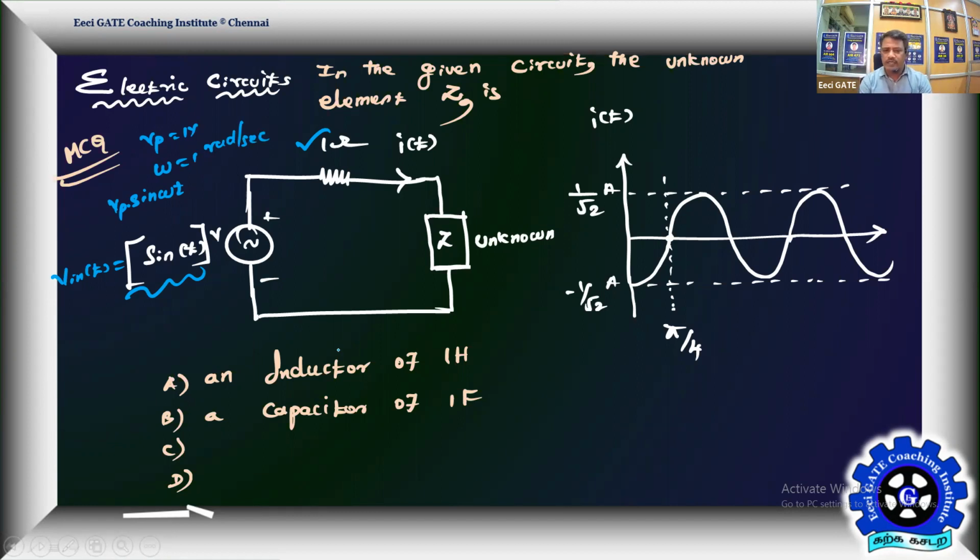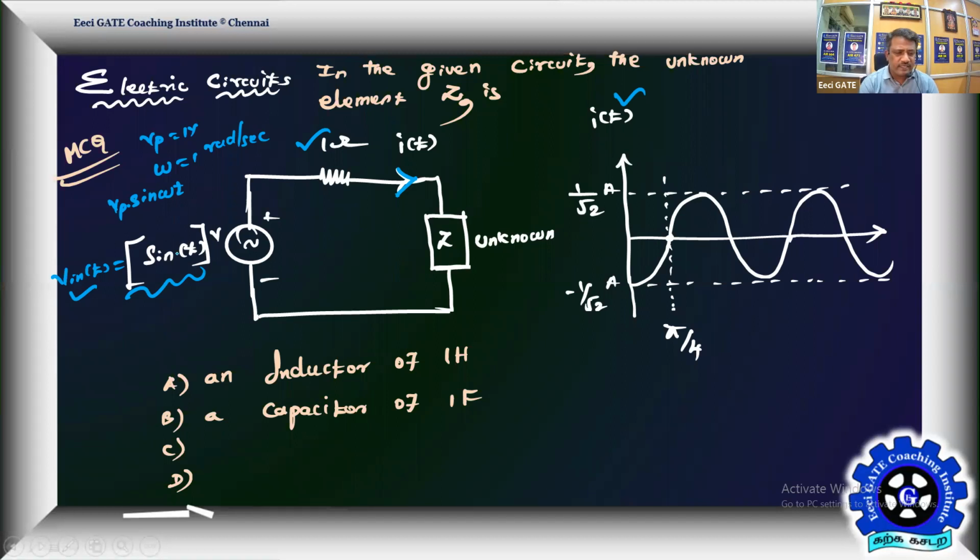So it's a sinusoidal steady state analysis. In the given circuit, the unknown element is at this. So the input excitation is given and the resultant current drawn by the circuit from the source is given as I of t. So this is the instantaneous current waveform in the given circuit. And it gives some information. What information is it giving?